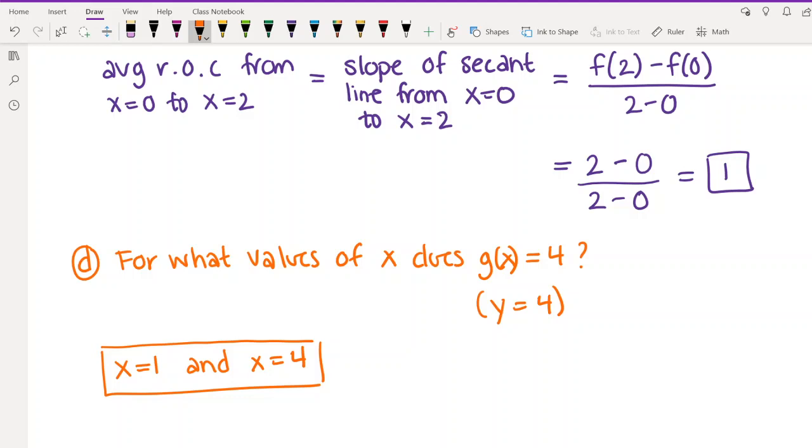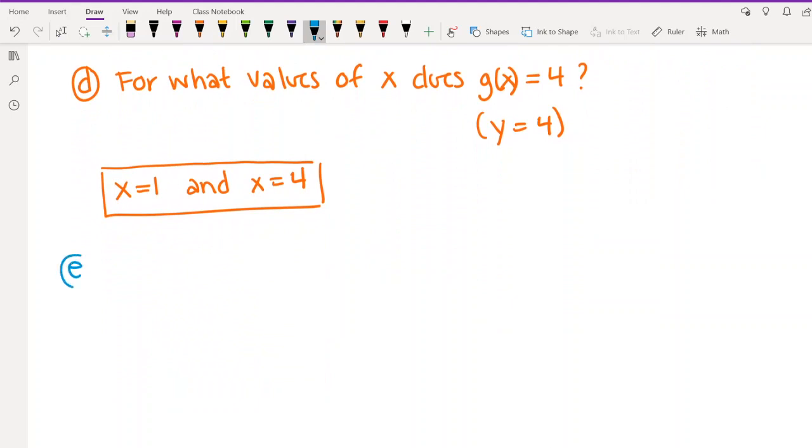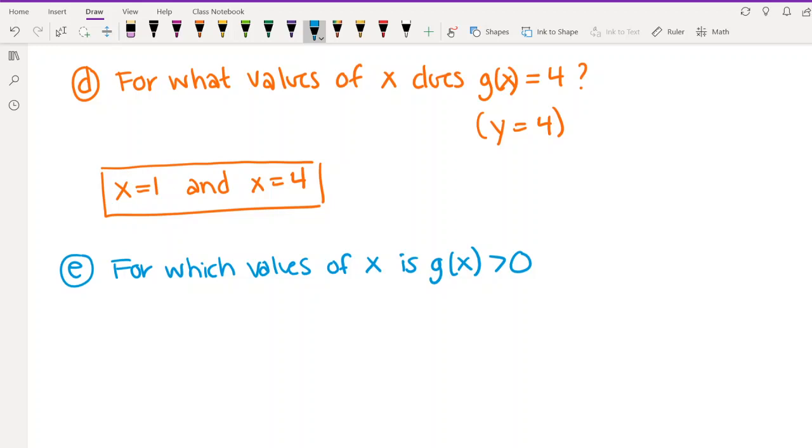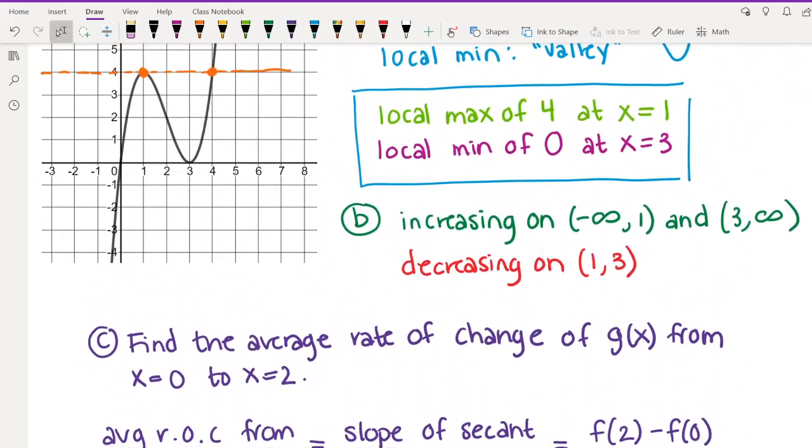All right, last question is asking us for which values of x is g of x greater than 0. So what does it mean for a function to be greater than 0? Well, that means that it has to lie above the x-axis. Right, because if the question was asking for g of x equals 0, then we would be looking for points on the graph where the height was equal to 0, and that would be this point here and this point here, right? Those are points that are at a height of 0.